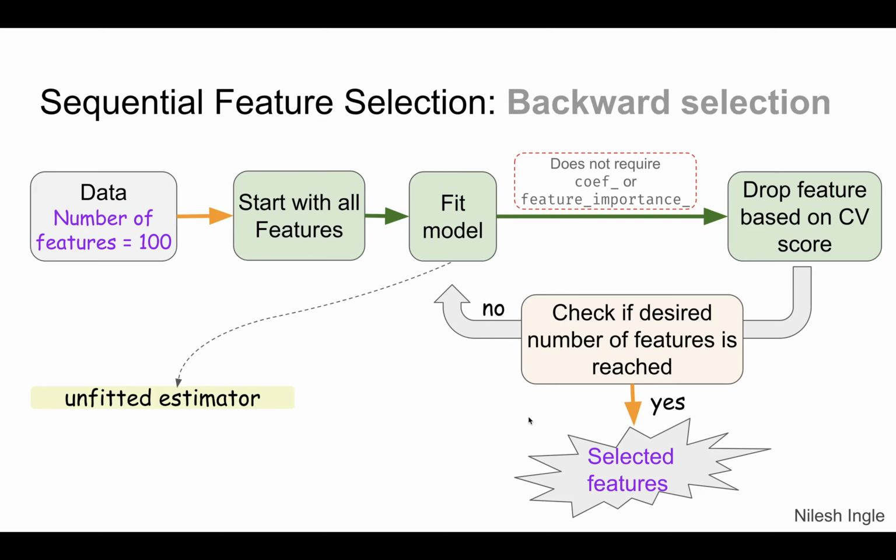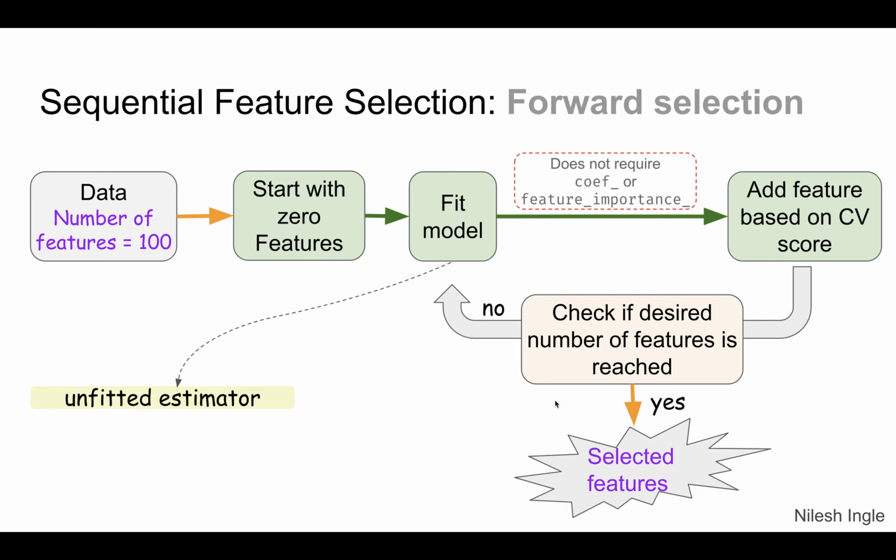And the opposite of this is forward selection, where you start with 0 features and then add one feature in each iteration, and look at the cross validation score. If the cross validation score improves, keep that feature. If it reduces, drop that feature, and continue this until your desired number of features is reached or you get the best cross validation score.